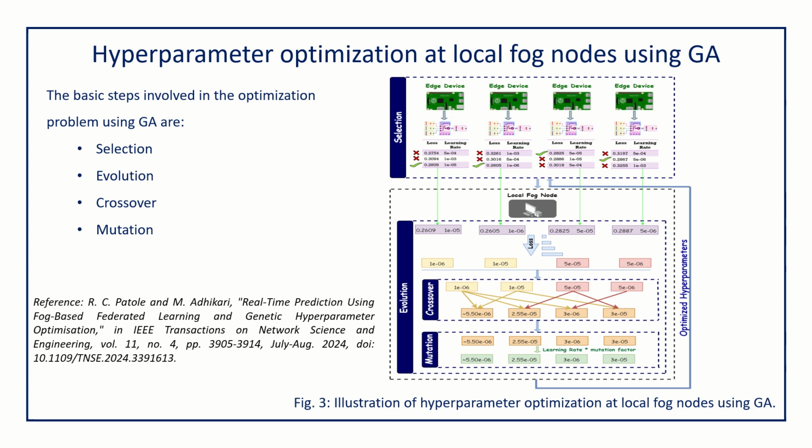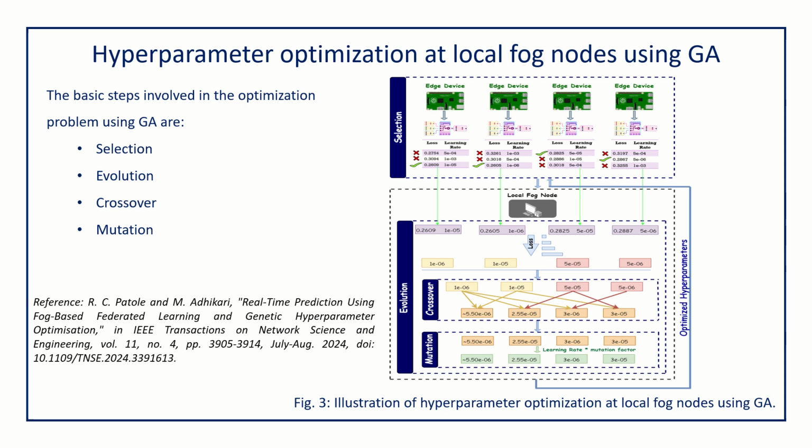The selection process happens when the edge devices share the best set of hyperparameters with their corresponding fog nodes for each round of local aggregation. Each edge device clones the model for all sets of hyperparameters and trains each pair of models for a certain number of epochs on its local dataset.